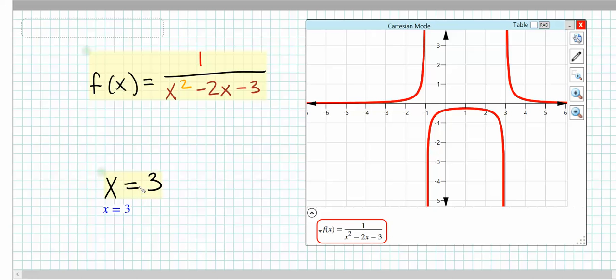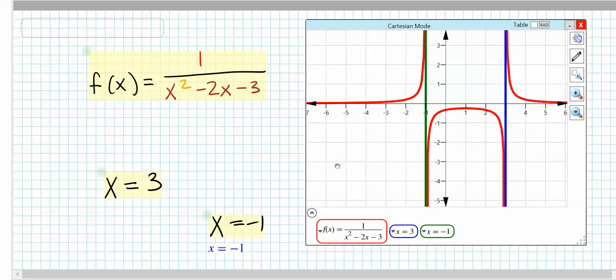Yeah, so if I graph the line x equals 3, check it out. Is that where we said a domain value couldn't exist? And then what was the other one that we said? X can't be negative 1, right? So if I graph that vertical line, notice that I get the vertical asymptote at those 2 points.